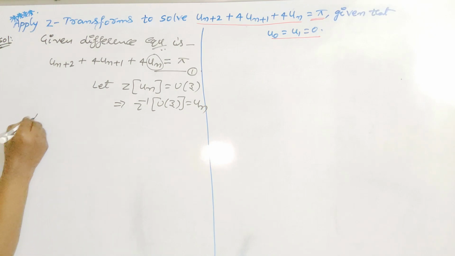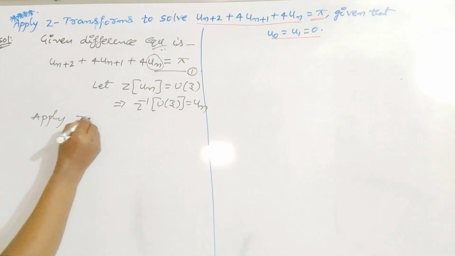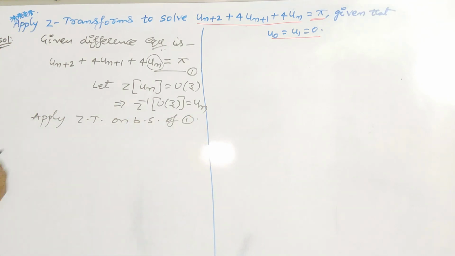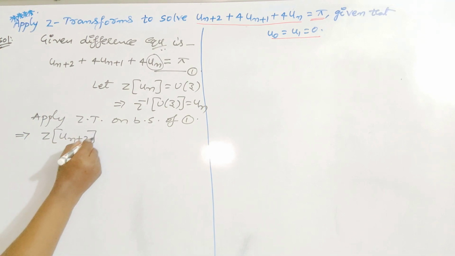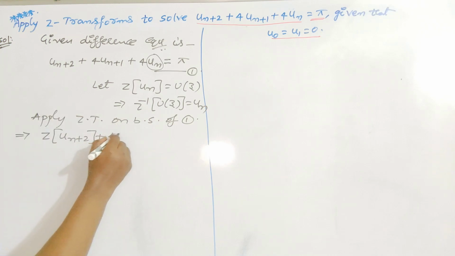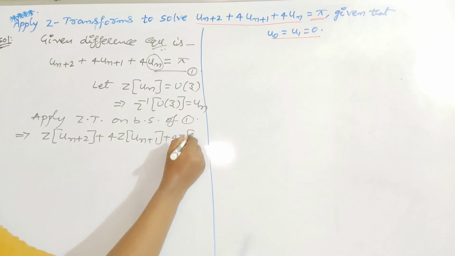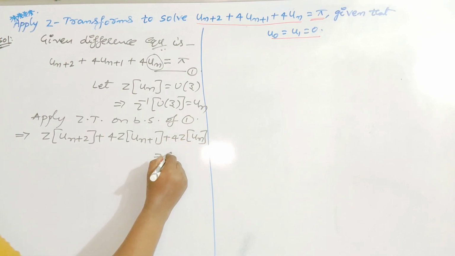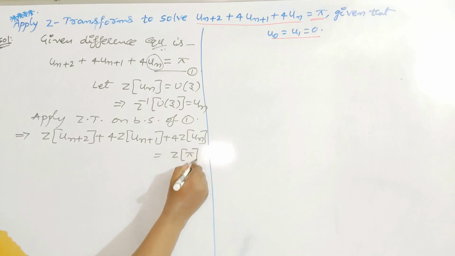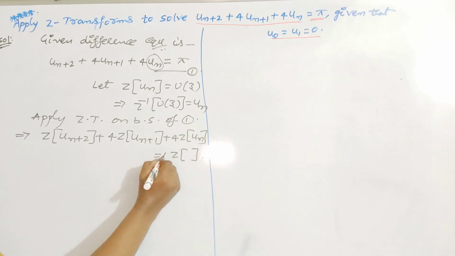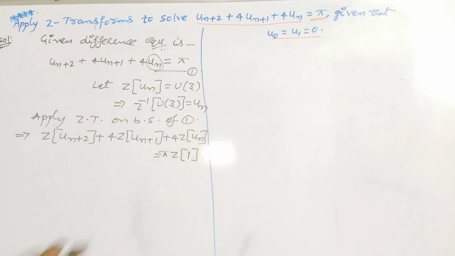First of all, we have to apply Z transform on both sides of given equation 1. So directly I am separating the terms by using the linear property. Z transform of u(n+2) plus 4, the constant term, that's why it goes outside of the operator, Z transform of u(n+1) plus 4 into Z transform of u(n). And finally you will get Z transform of π. What is Z transform of π? Pi is a constant term, so I will write this constant π outside of the Z. So you will get Z transform of 1, where 1 is the remaining term inside.